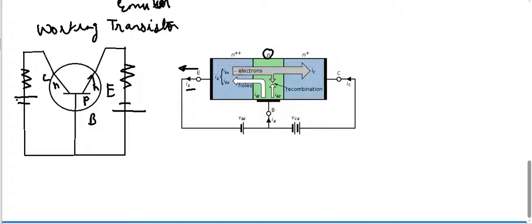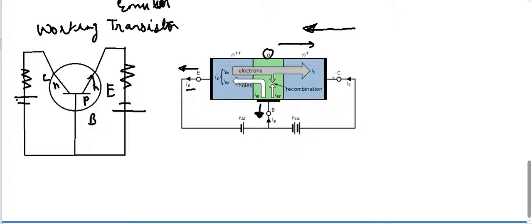So now, this is IE. Some portion of the current will go here, and the majority of the current will go here. For this I have drawn the electron directions. The black is the electron direction. Some electrons will go here and a lesser number of electrons will go here. The direction of current will actually be opposite to the direction of electrons.